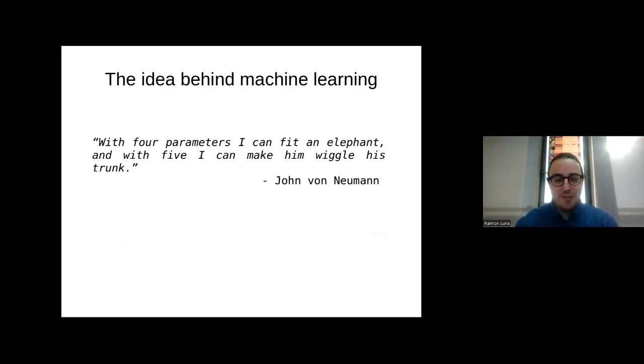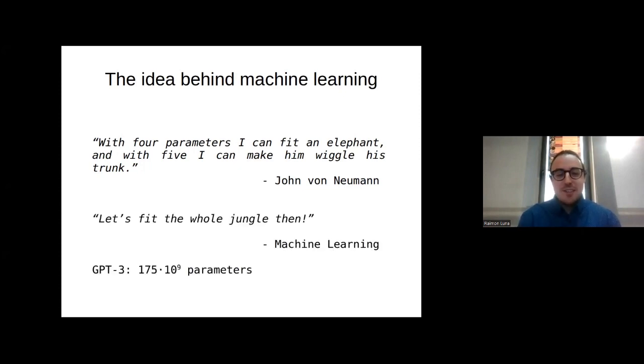There's this very famous quote by John von Neumann: "With 4 parameters, I can fit an elephant, and with 5, I can make him wiggle his trunk." By this, he meant that you shouldn't use too many parameters to fit a physics model, because once you add enough parameters, anything will fit, right? But the idea of machine learning is kind of the opposite. Okay, we can fit whatever we want. What's wrong with that, right? So let's fit the whole jungle.